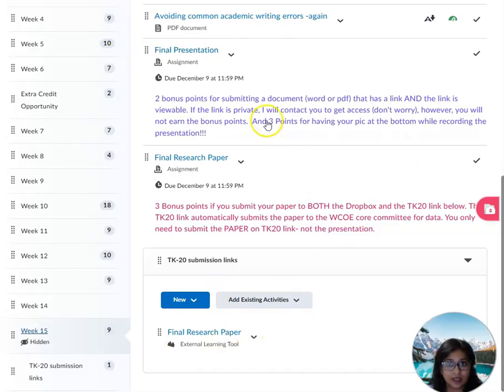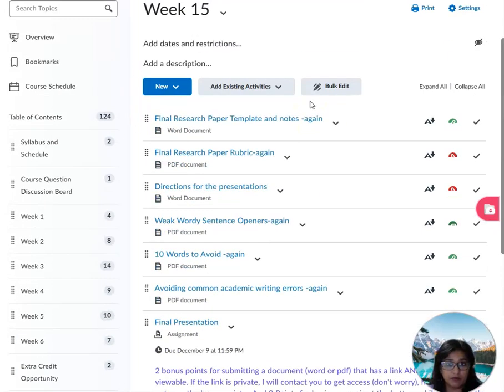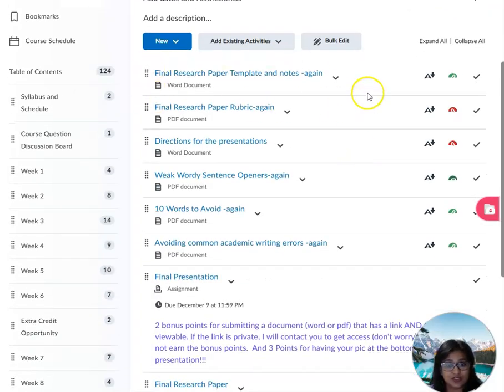So there are lots of opportunities to get bonus points during this week. You have a final presentation of 30 points. You have a final paper of 170 points. Most sections in the final paper you've already done and have been working on revising, your lit review and all of those things. So this should not be that heavy a lift.